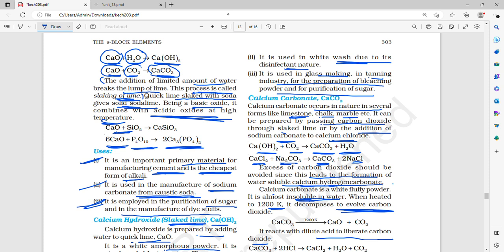Being a basic oxide, it combines with acidic oxides at high temperature, such as silicon oxide to form CaSiO3, and P4O10 to give Ca3(PO4)2, calcium phosphate.